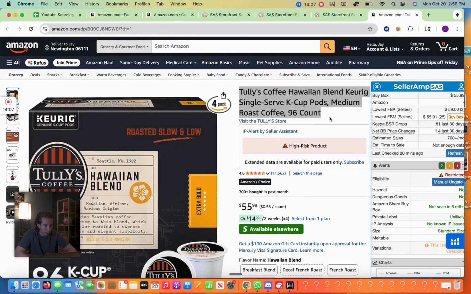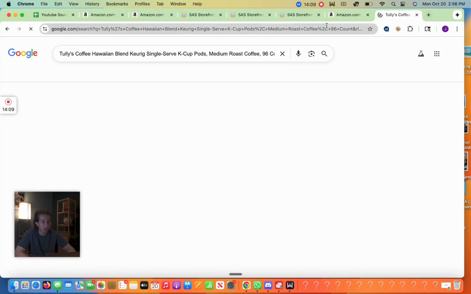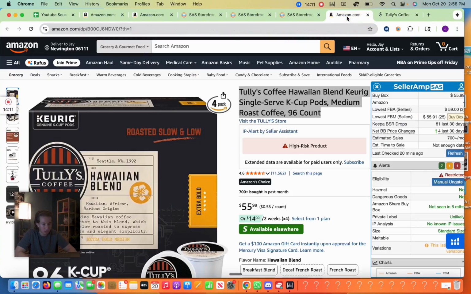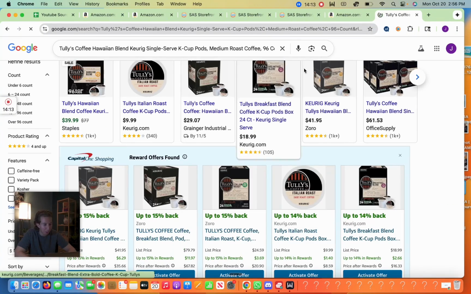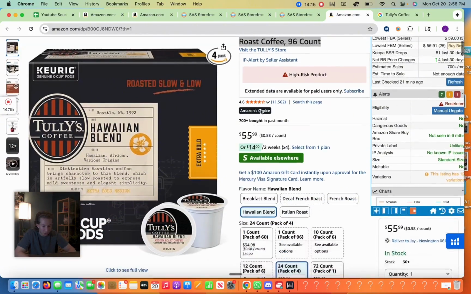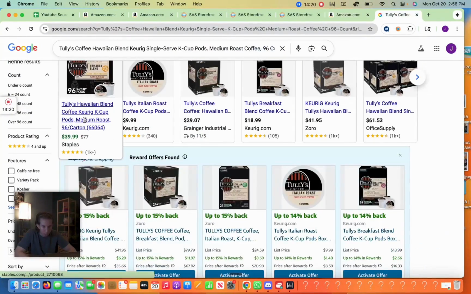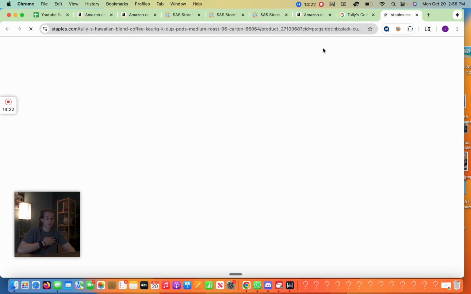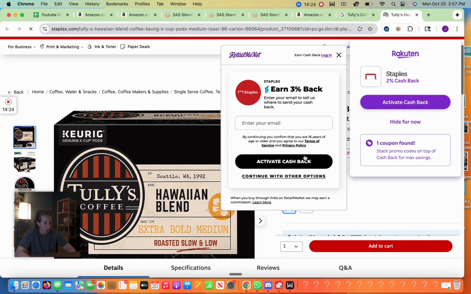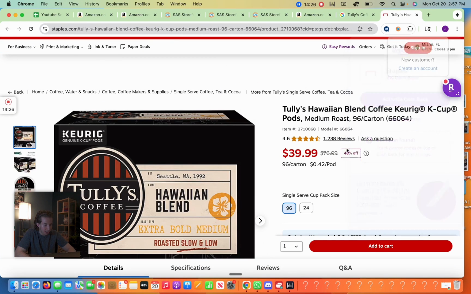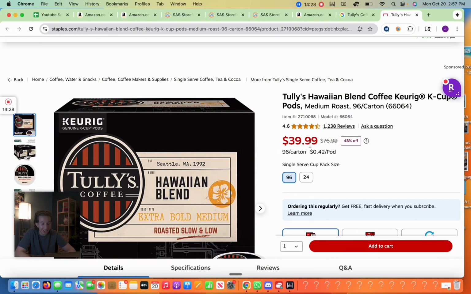Let's see if we can find some discounts here, because Staples runs frequent discounts on products. I figured it was on Staples. I can see it here already. So maybe there's an opportunity. We're looking at the Hawaiian blend, that's the flavor. There it is on Staples. It's on discount, I had a feeling. It's about 48% off, which is $39.99.